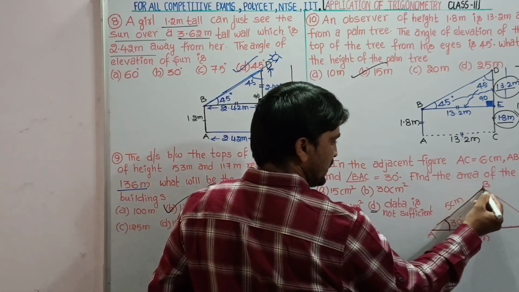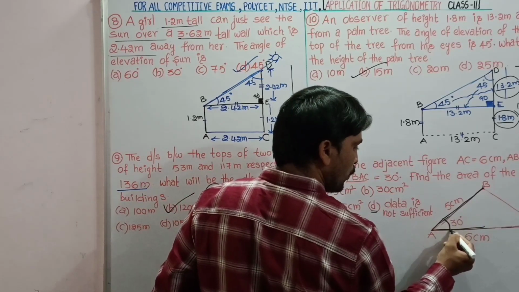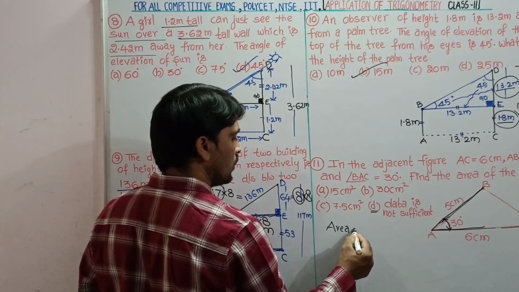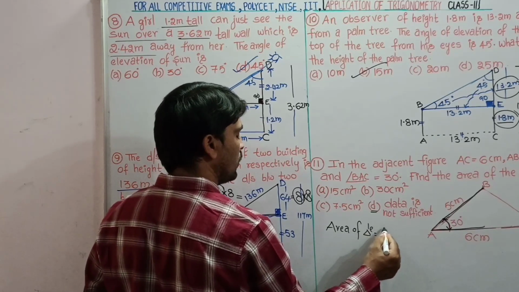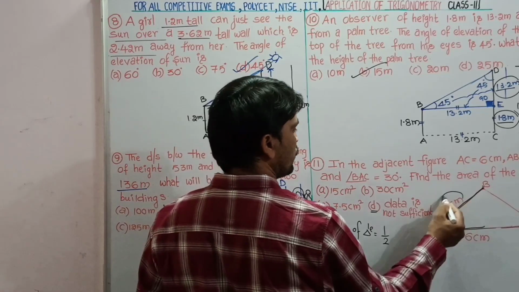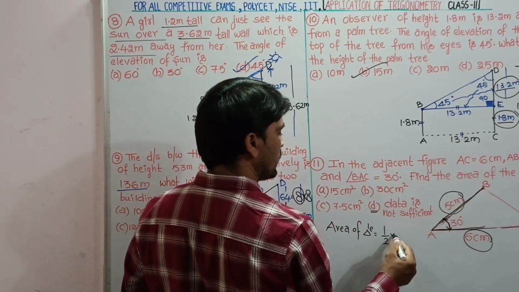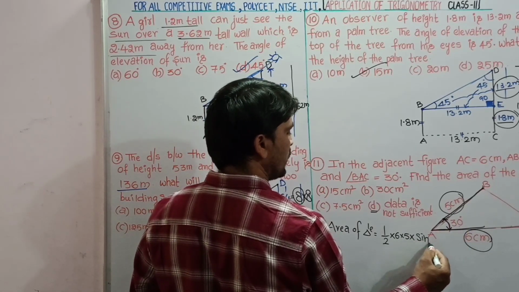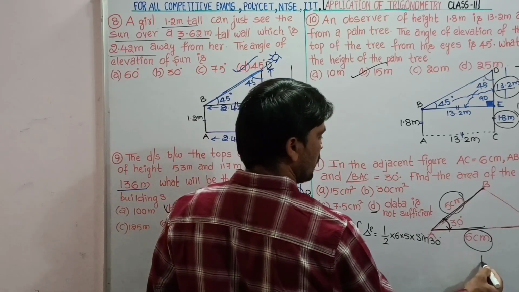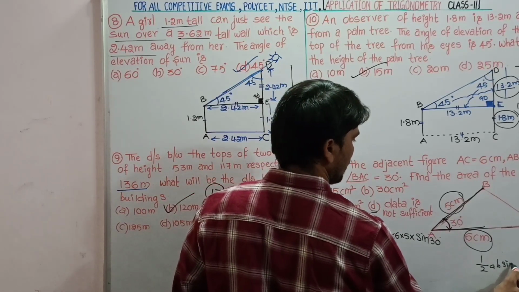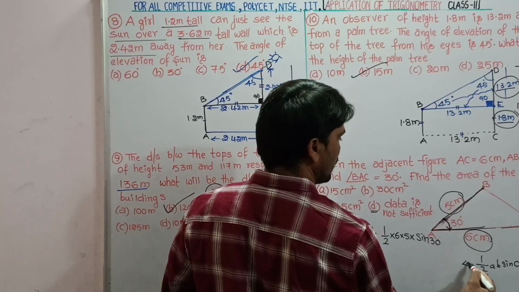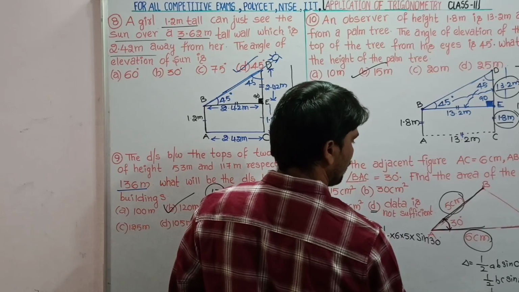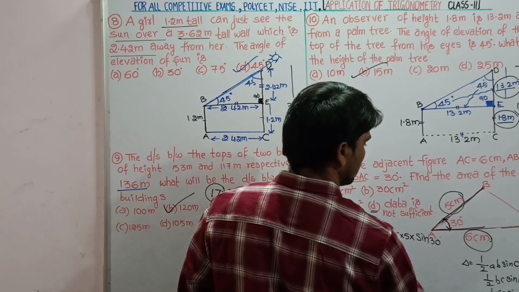When two sides and the included angle are given, we have a formula. Area of triangle equals half of the product of two sides, 6 into 5 into sine of the included angle, sine 30 degrees. That is half of AB sine C, or half of BC sine A, or half of CA sine B.